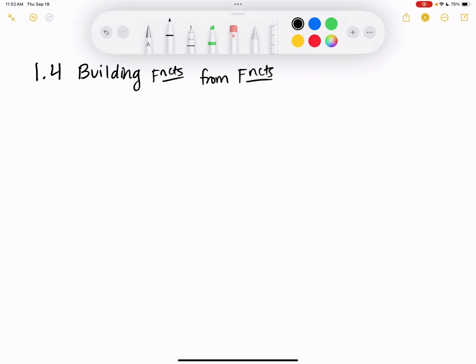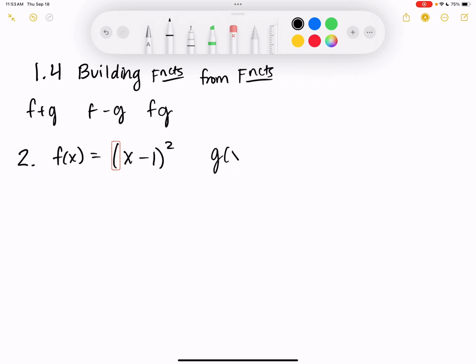But we will see. All right, the first problems want us to find f plus g, f minus g, and f times g. They also say something about finding the domain of the function. I'm not worried about that part. We are just doing f plus g, f minus g, f times g for right now. F divided by g and g divided by f will be a different set of problems. All right, so number 2, f of x is equal to (x minus 1) squared, and g of x is equal to 3 minus x.